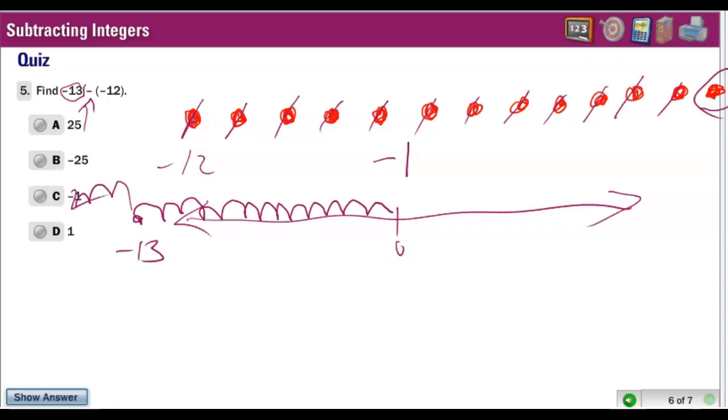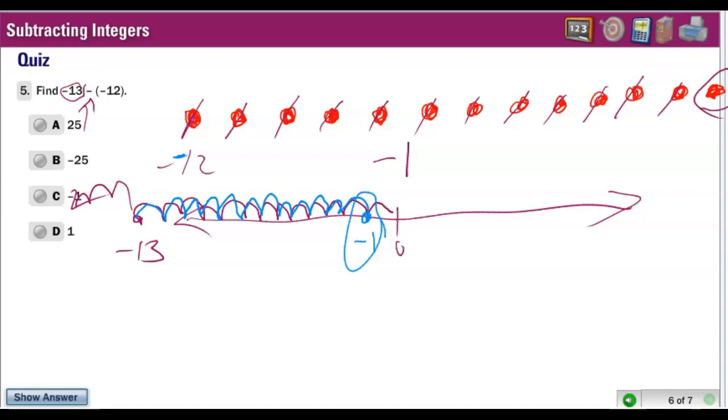But we're not going minus 12. What are we doing? We're minusing negative 12. So instead of going left, we're going to go right 12. 6, 7, 8, 9, 10, 11, 12. And where do we end up? We end up at negative 1. Okay, so once again, that's the same answer.